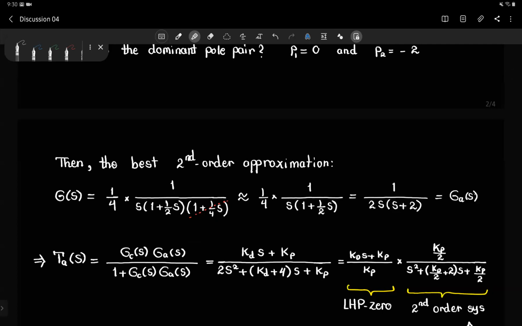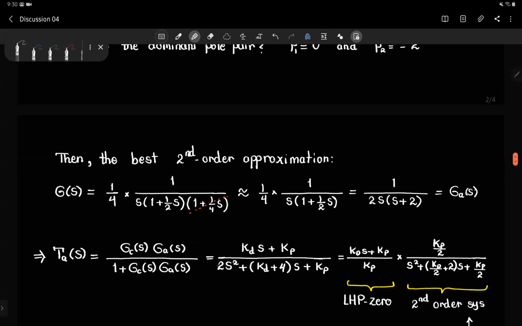And when you substitute with the expressions for GC and GA, we end up with, so I think there might be a computation error here. 1 second. Yeah, I think we're good. Yeah, so you end up with this expression here, right? It's 2 times s squared plus kd times 4s plus kp, right? And we still have this 0 in the numerator. Okay, so depending on the values of kp and kd, this will distort the second order behavior of this system. So we need to take that into account as we do our design.